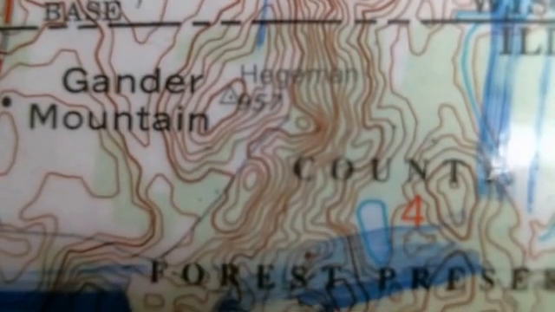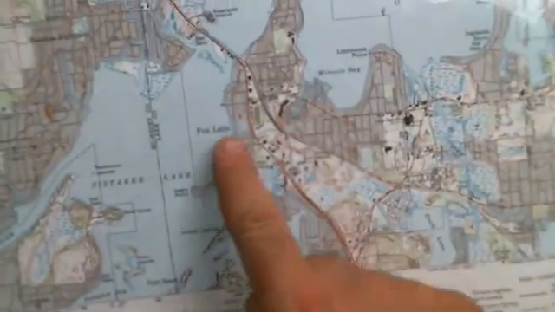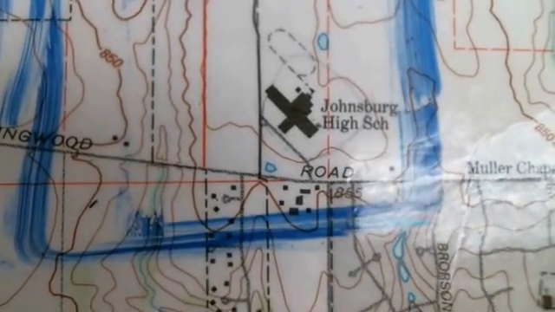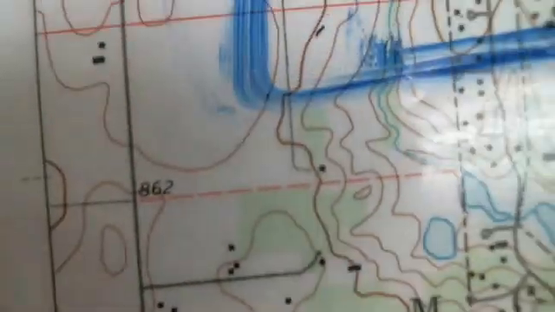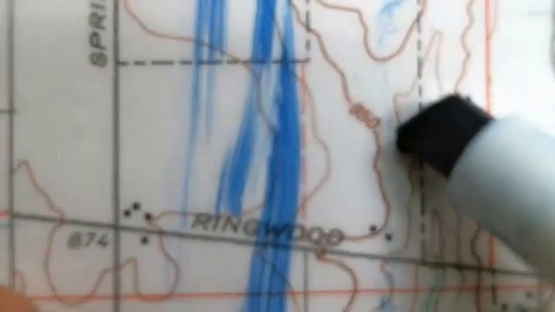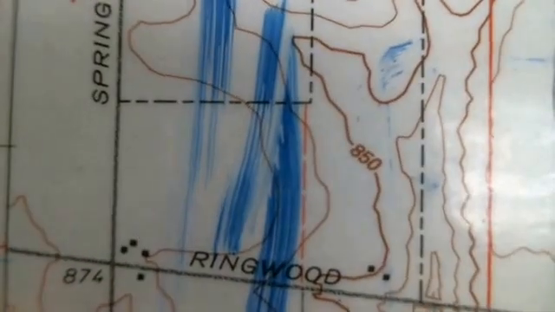Number 13, what is the elevation of Johnsburg High School? So Johnsburg, let's see, is down here. This is Fox Lake. So Johnsburg is over here. Zooming in, Johnsburg High School. There it is. To figure out the elevation, we try to find the nearest label. Right there is the label of the nearest contour line, 850. That's the dark brown line.